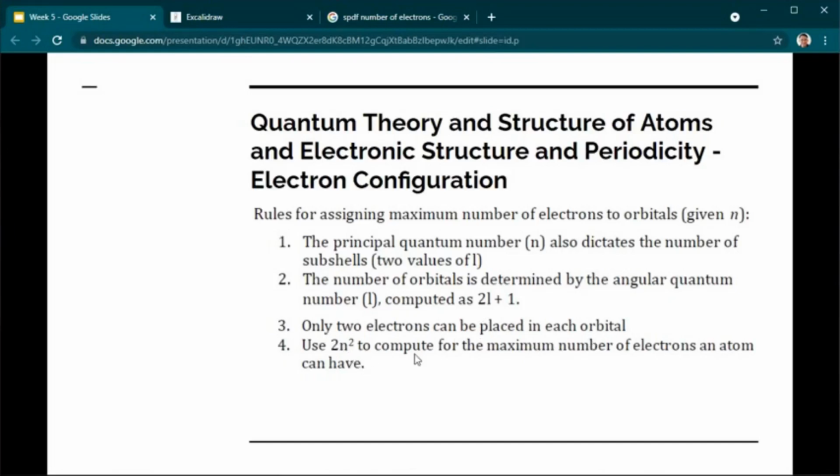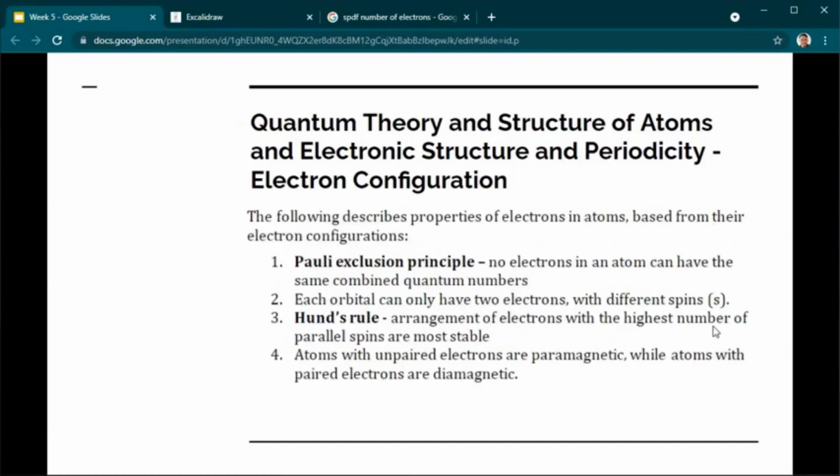Use 2n squared to compute for the maximum number of electrons an atom can have. So if an atom has 3 orbitals, 3 squared is 9 times 2, it can have 18 electrons maximum. This one, 1, 2, 3, we can find it in the table on quantum levels earlier.